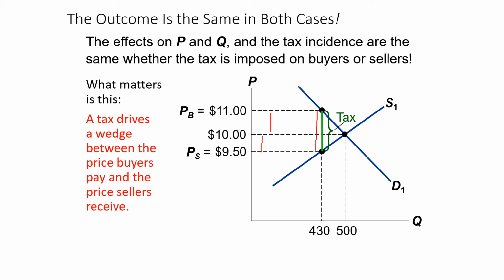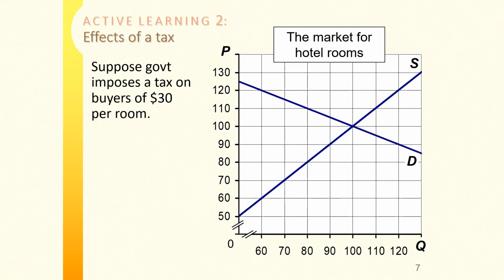So a tax drives a wedge between the price buyers pay and the price the sellers receive. Now let us see if you can do this yourself. We take the previous example, the market for hotel rooms, and we have the supply curve and the demand curve. Now you can see the equilibrium price, that is the equilibrium rent, which is 100, and the equilibrium number of rooms, which is 100.